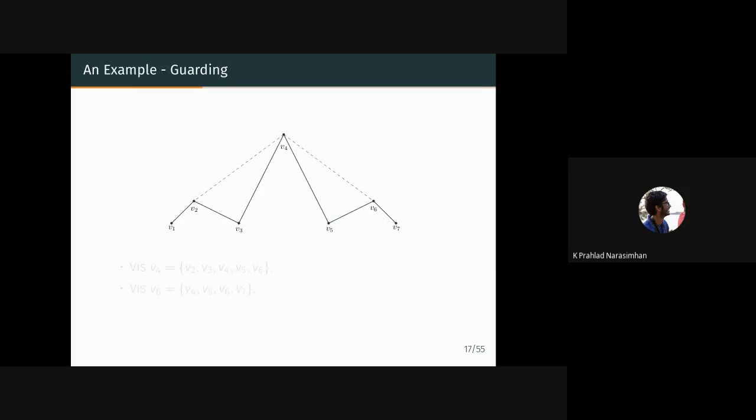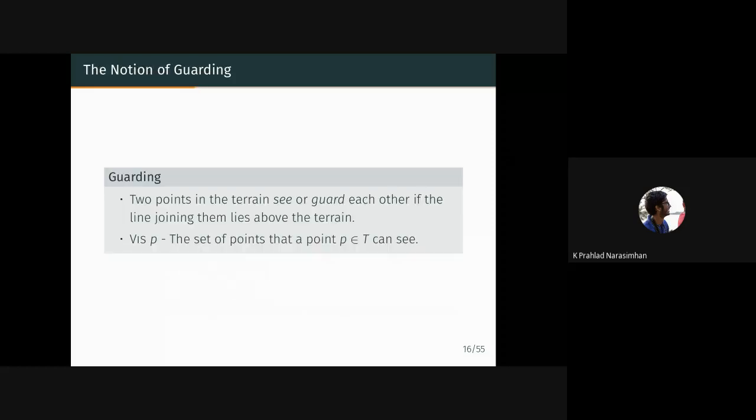So again, let's take an example with the terrain that we had before. The visibility region of V4 will be V2, V3, V4, V5, and V6. We also allow the line joining, for example, V4 and V5 to lie on the terrain. So in the definition, we let it be above or on the terrain.